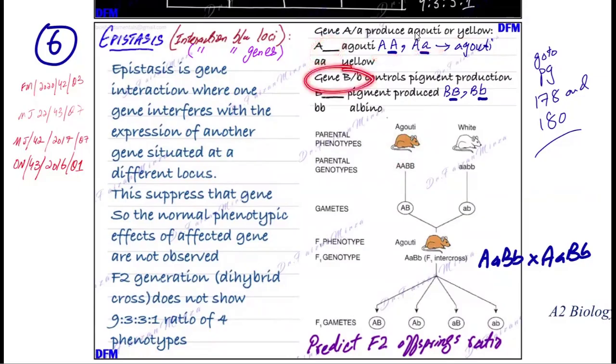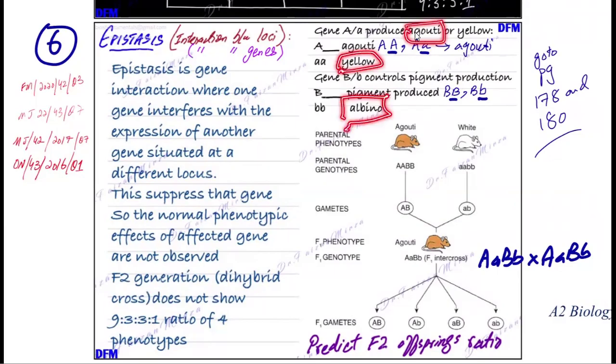Similarly, gene capital B small b controls pigment production, which means this combination must be there for a color to be expressed. It is mentioned that capital B dash produces pigment, which means capital B small b will have a color, and the color could either be agouti or yellow. But if the same animal is having small b small b at the gene B locus, the organism will be albino irrespective of whatever combination of A's it may have. If it's small b, it will be albino. So this gene interferes with the expression of color production. So this gives us three phenotypes: agouti, yellow, and albino.